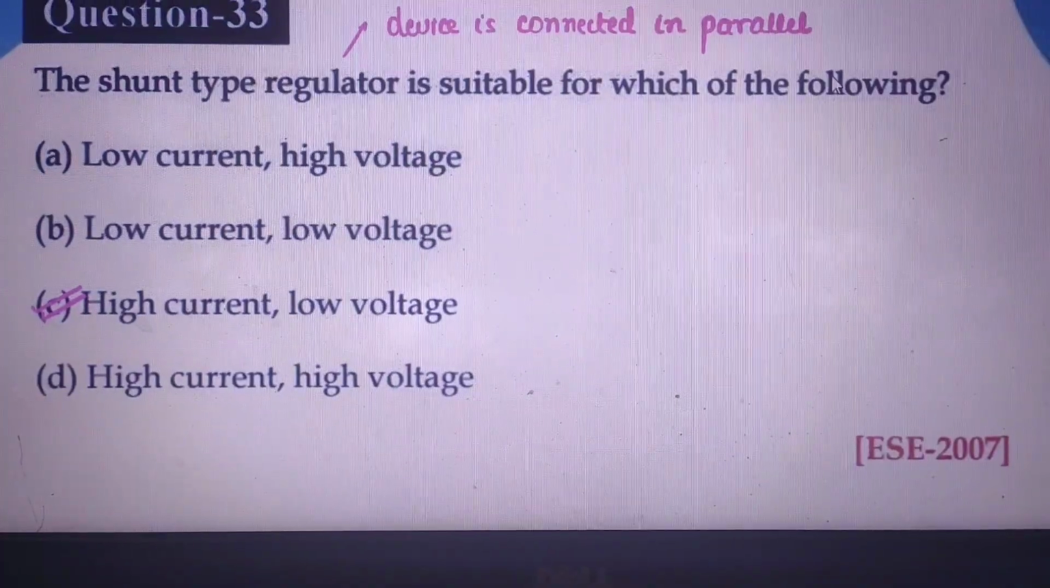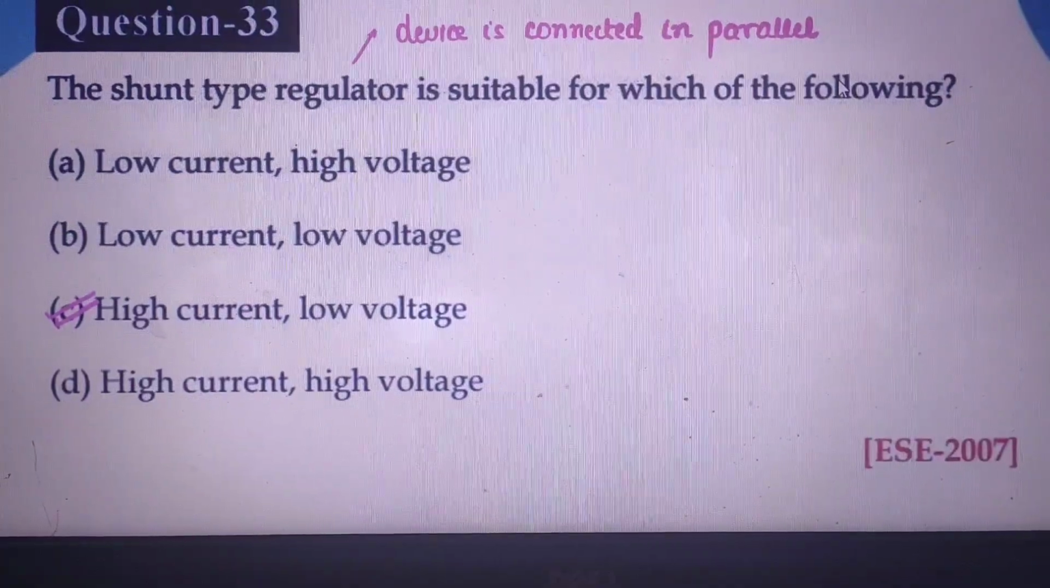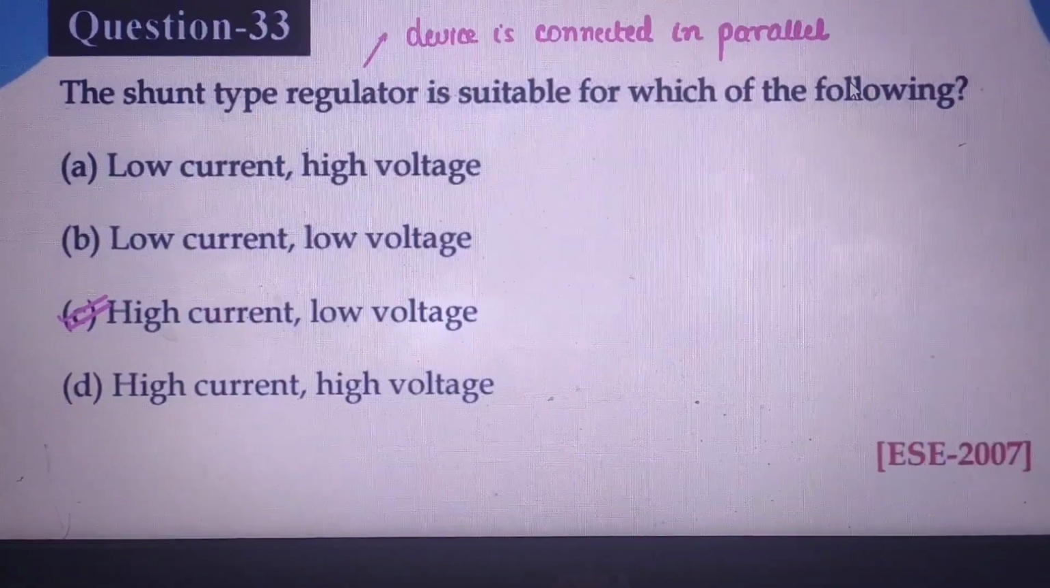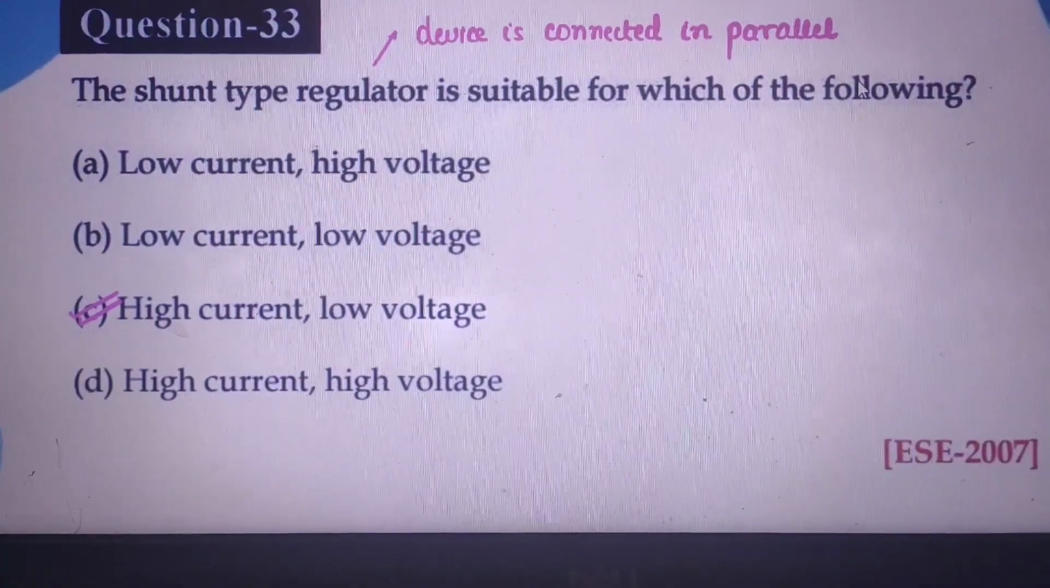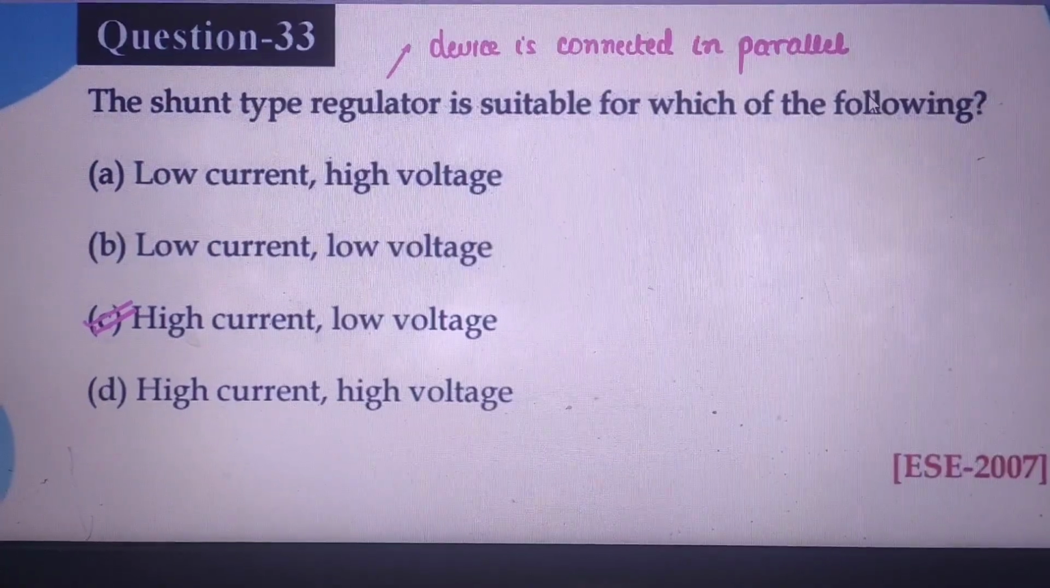Shunt type regulator is suitable for which of the following? A. Low current high voltage, B. Low current low voltage, C. High current low voltage, and D. High current high voltage. The answer is C.